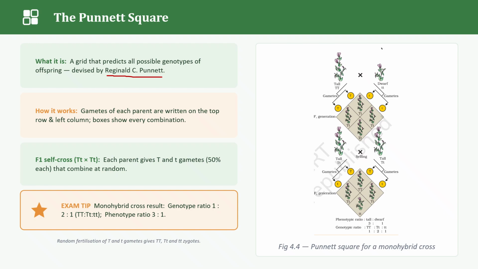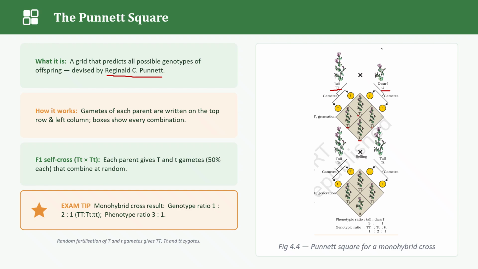In the cross, first he took capital T, and here small t. The two gametes produced here are from a tall parent, capital T, and a dwarf parent, small t. All F1 plants became tall because capital T is dominant. So all the F1 are tall only.